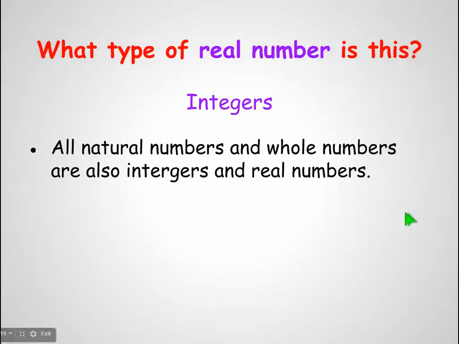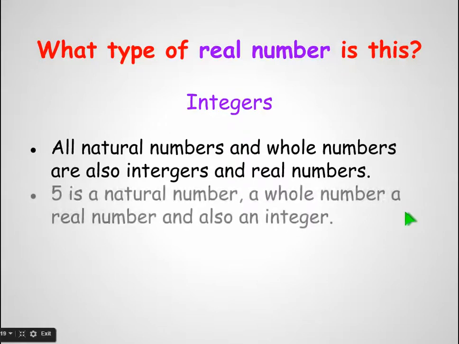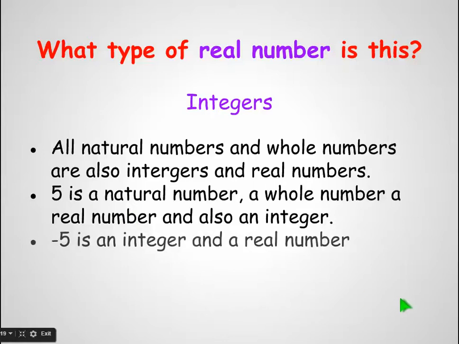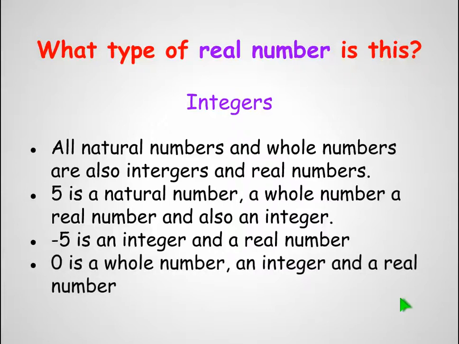All natural numbers and whole numbers are also integers and real numbers. 5 is a natural number, a whole number, a real number, and also an integer. 5, as you can see, wears many hats. -5 is an integer and a real number. 0 is a whole number, an integer, and a real number.